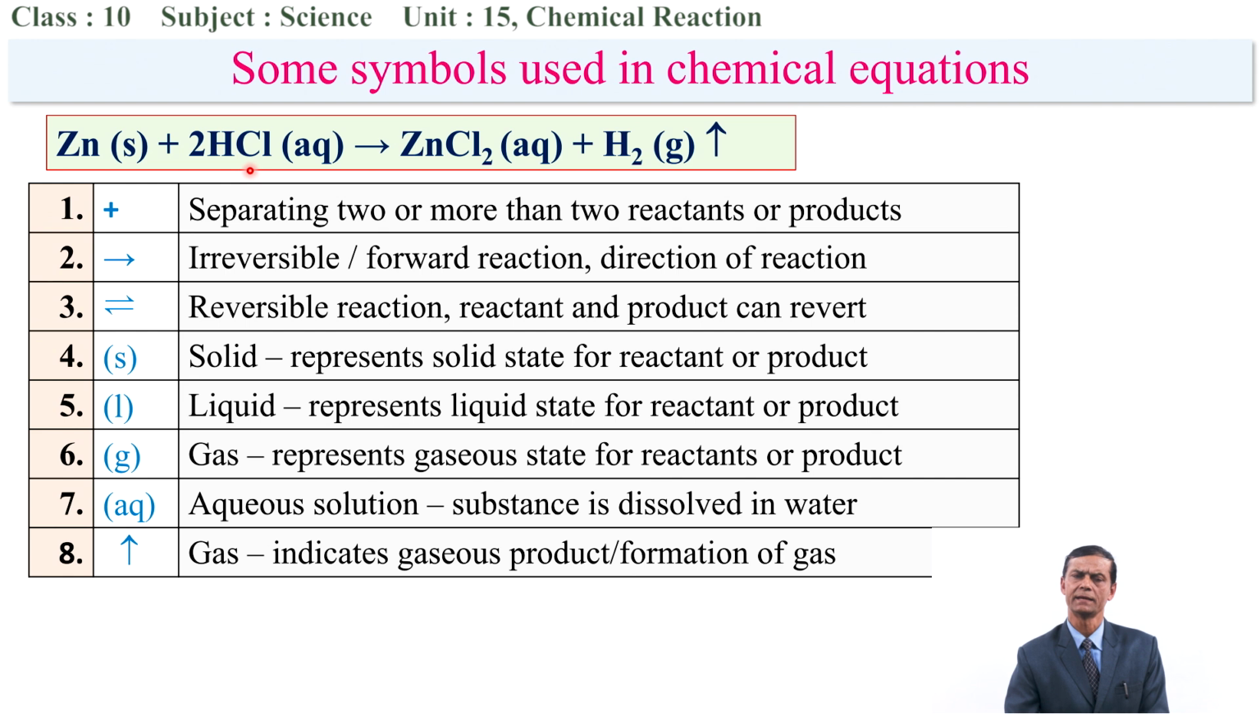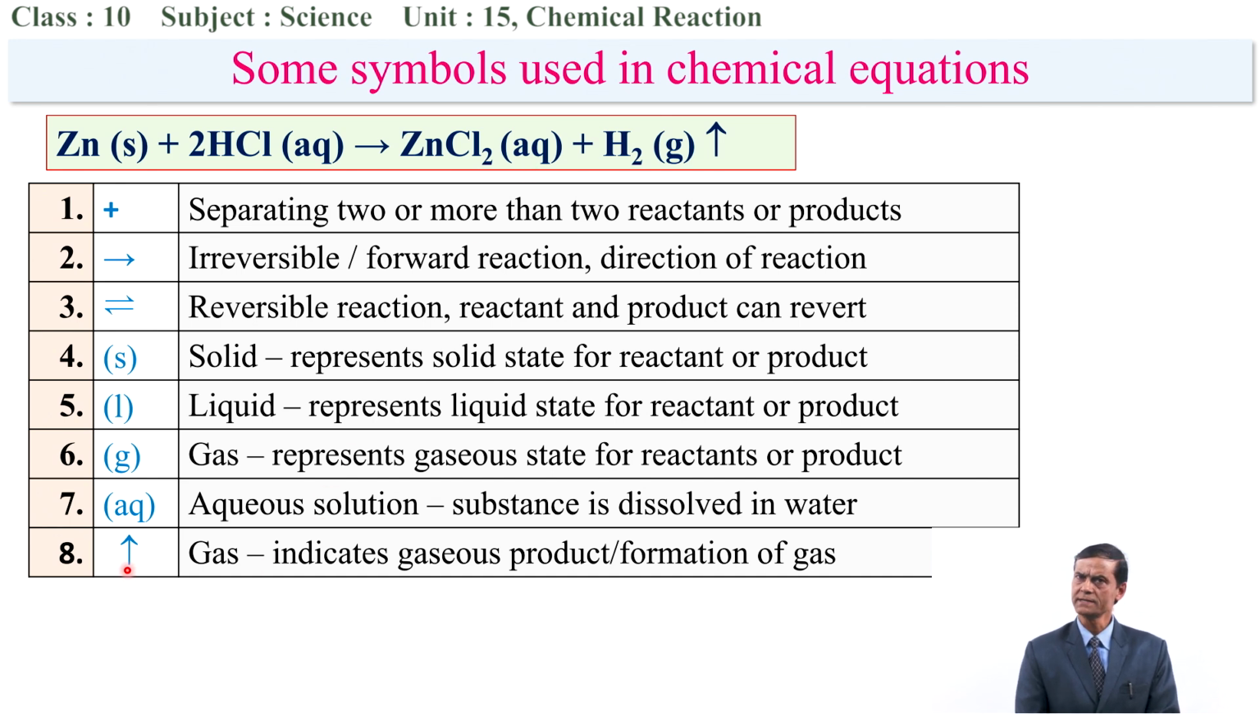Look at it. Here HCl is aqueous. That means hydrochloric acid is not pure here. It is water soluble form, isn't it? Aqueous solution of hydrochloric acid. Similarly, ZnCl2, zinc chloride, is also denoted by AQ here.